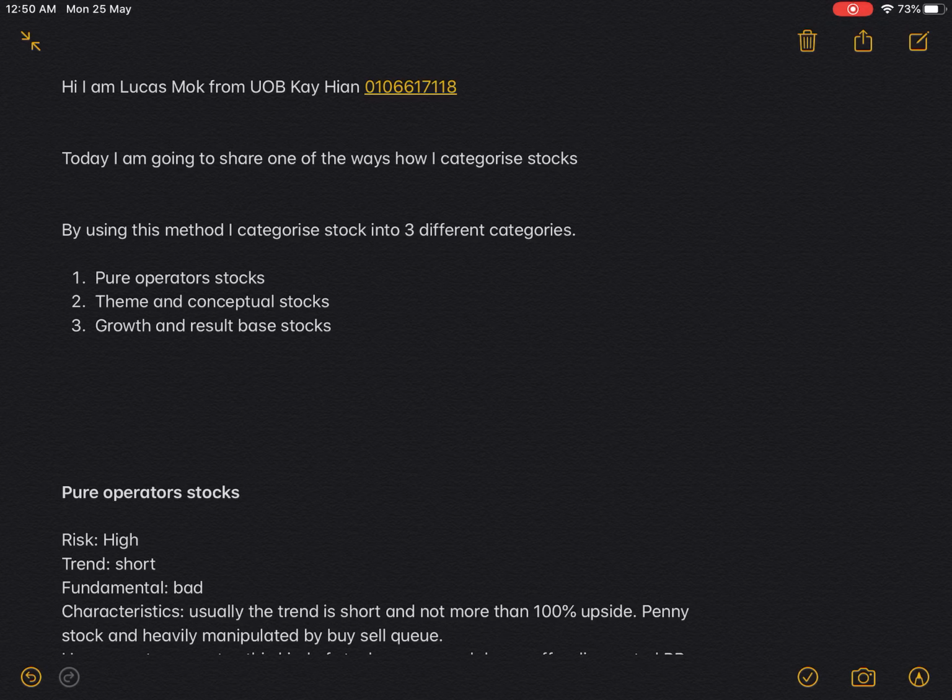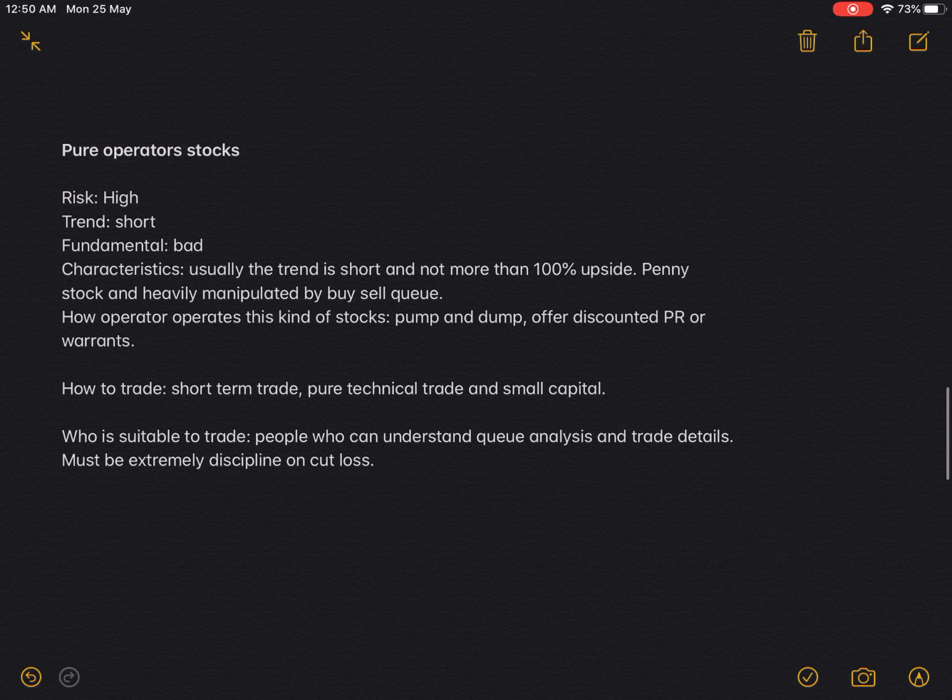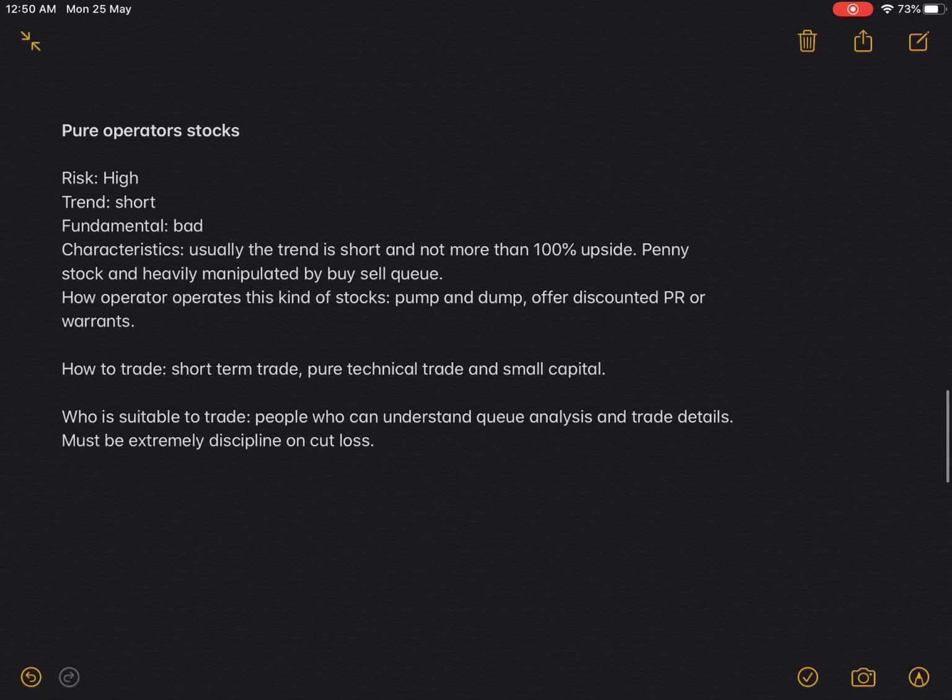Number one, pure operator stocks. Number two, theme and conceptual stocks. Number three, growth and result based stocks. I'll go through one by one and I will explain what are the features, what are the characteristics, and what kind of method to use to trade. Okay, first one, pure operator stocks.